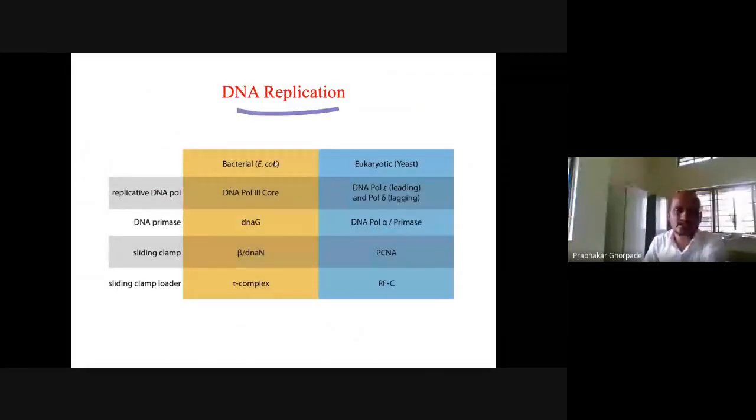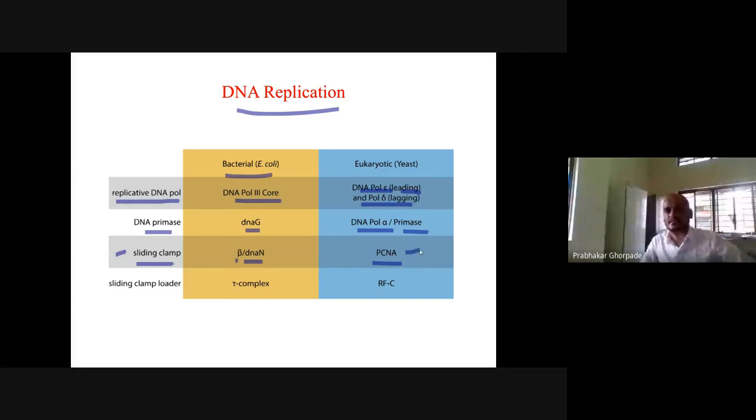DNA replication in bacteria versus eukaryote. The replicative DNA polymerase is polymerase 3 in the bacteria. DNA polymerase epsilon is for the leading strand, and DNA polymerase delta for the lagging strand in the eukaryote. DNA primase, we call it DnaG in E. coli. We call it the DNA polymerase alpha subunit, or the primase, in the eukaryote. Sliding clamp, we call it beta or DnaN in E. coli, or PCNA in the eukaryotes.